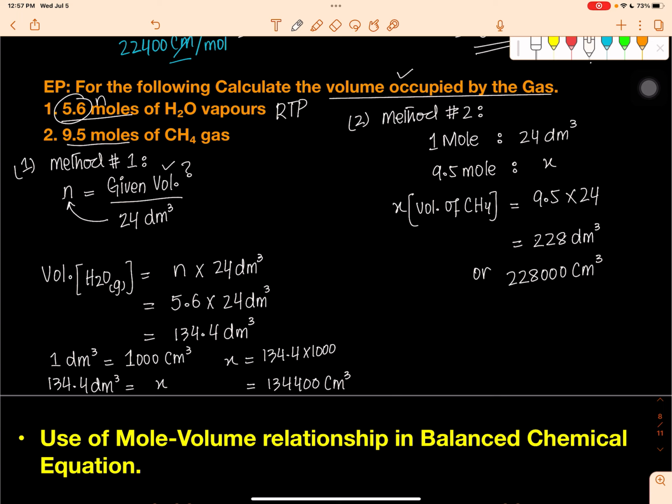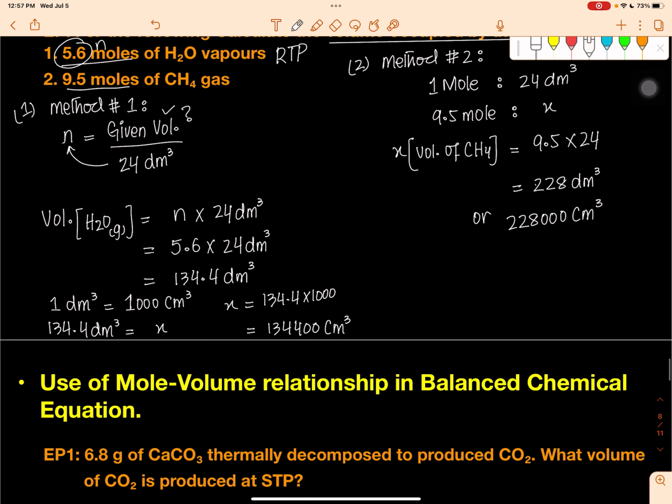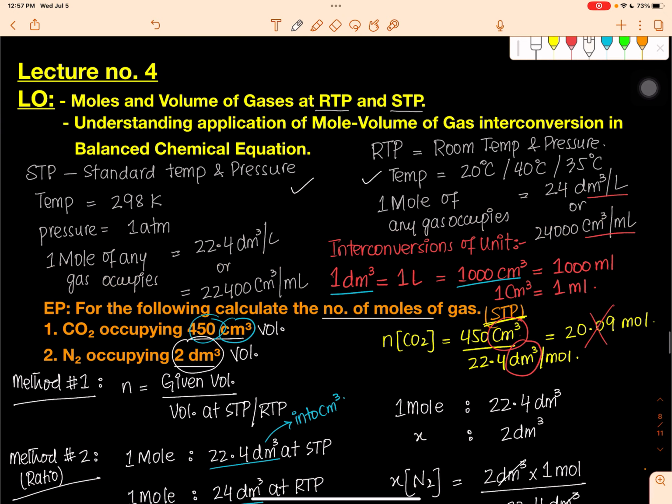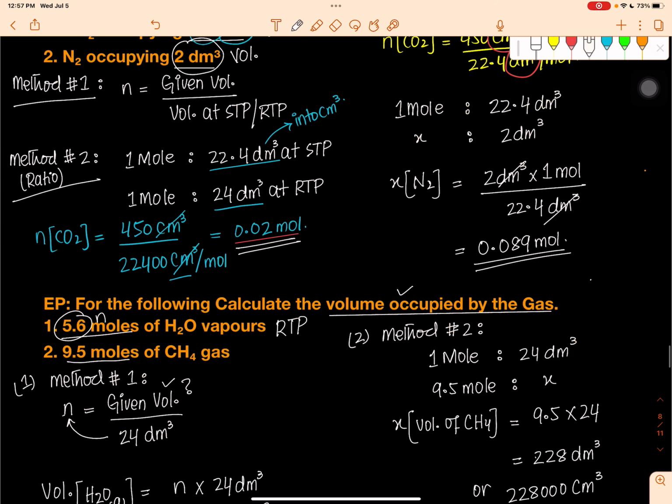On your end, you can find out the volume of water vapors using method number 2, and the volume of methane gas using method number 1, because for them I did solve the two different methods. So you can work them with the other method to find out that you are getting the same answer. Both these methods are correct. Whichever suits you best, you can use that method. Now, this was all about the first learning objective, where we found out moles and volume of the gases at RTP and STP and their interconversion.